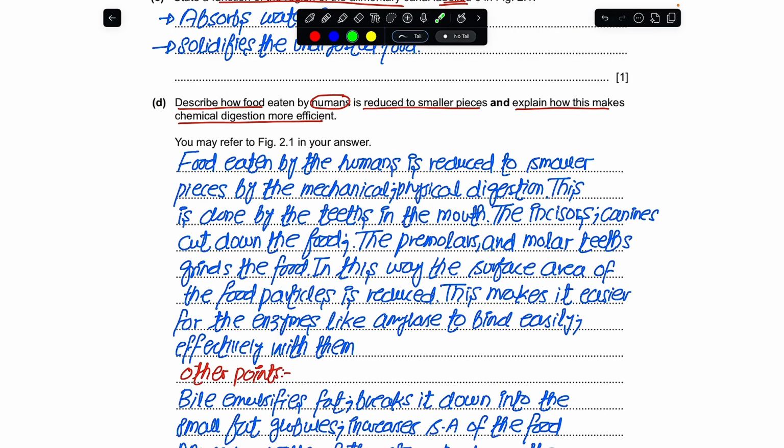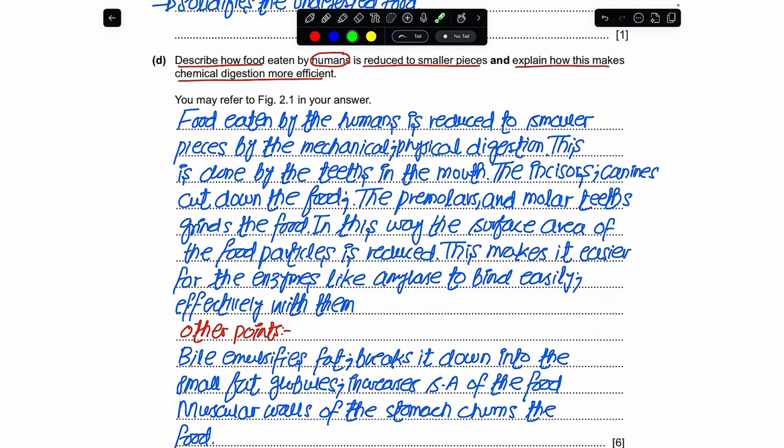Once this enters into the mouth, physical digestion happens with the help of the teeth, like the incisors, the canines, the molars, and the premolars. The incisors, we know, cut down the food. The canines tear the food. The premolars and the molars crush the food. Once that happens, the surface area of the food particles is increased, and that makes it easier for the enzymes. I was talking all of it in the context of the mouth, so it would make it easier for the amylase enzyme to effectively bind with them.